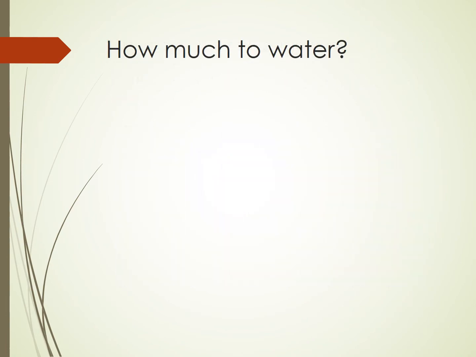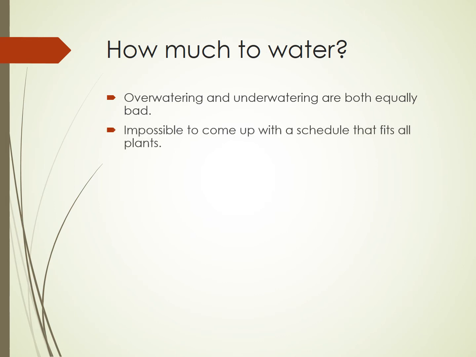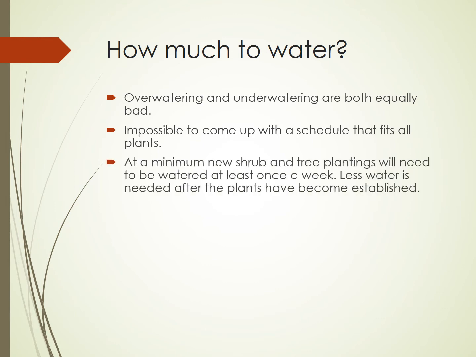So how much water is enough? Overwatering and underwatering are both equally bad. And as I mentioned earlier, it's impossible to come up with a schedule that fits all plants. At a minimum, a new shrub or tree will need to be watered at least once a week. Less water is needed after the plants have become established.